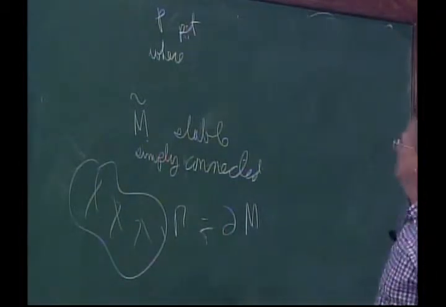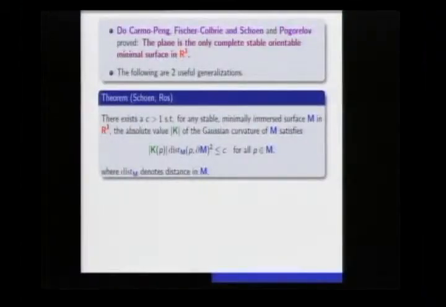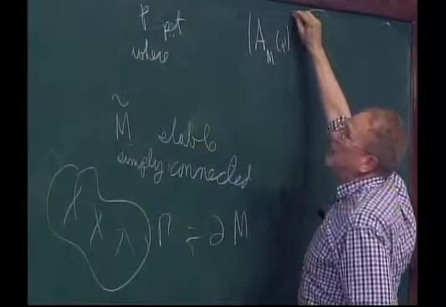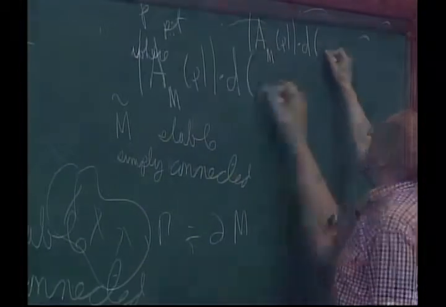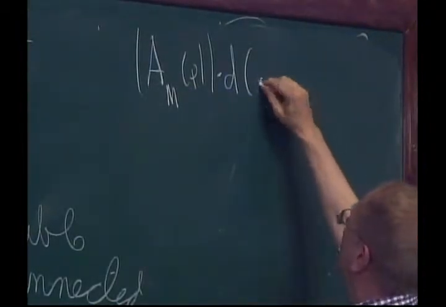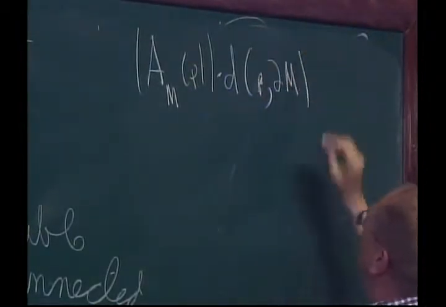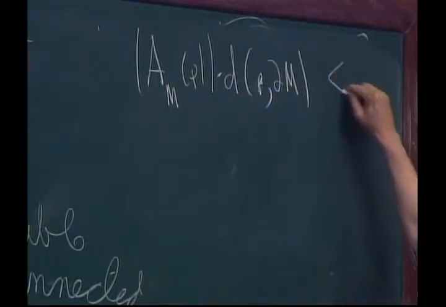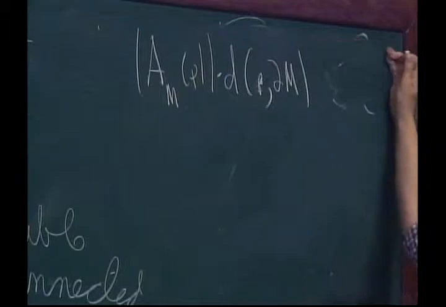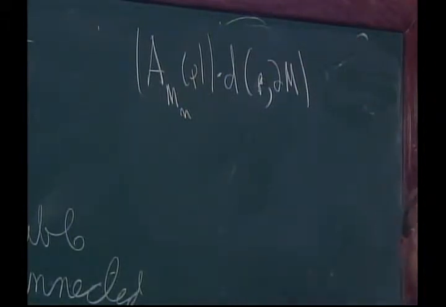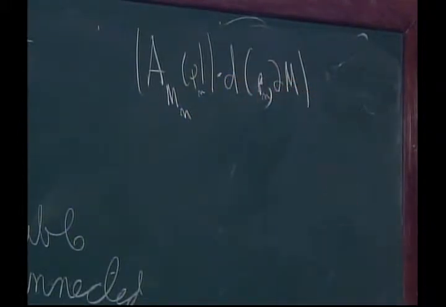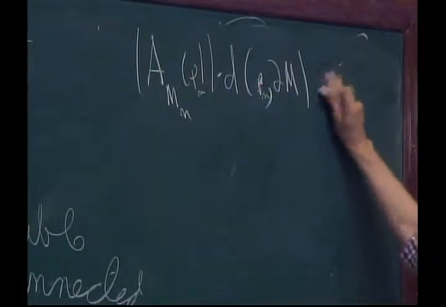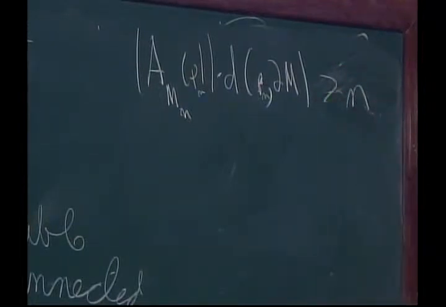I'm trying to get the following inequality: the norm of the second fundamental form of M at P times the distance from P to the boundary of M is less than or equal to some constant. Let's do a proof by contradiction. Suppose I could find a sequence of surfaces and a sequence of points where this product is big. That would be the contrapositive.